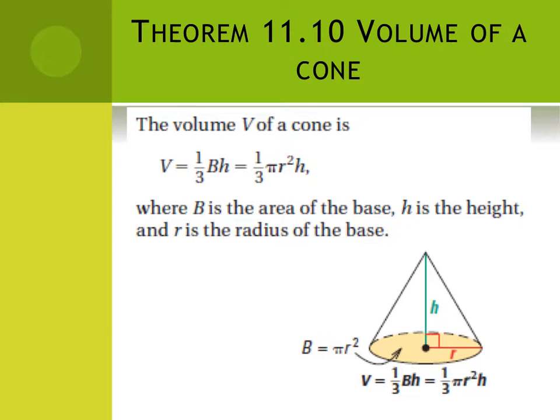The volume of a cone. Because the B on a cone is a circle, and the area would be pi r squared, the volume of a cone is 1/3 pi r squared h. So we simply replace the B with pi r squared because the base is a circle.